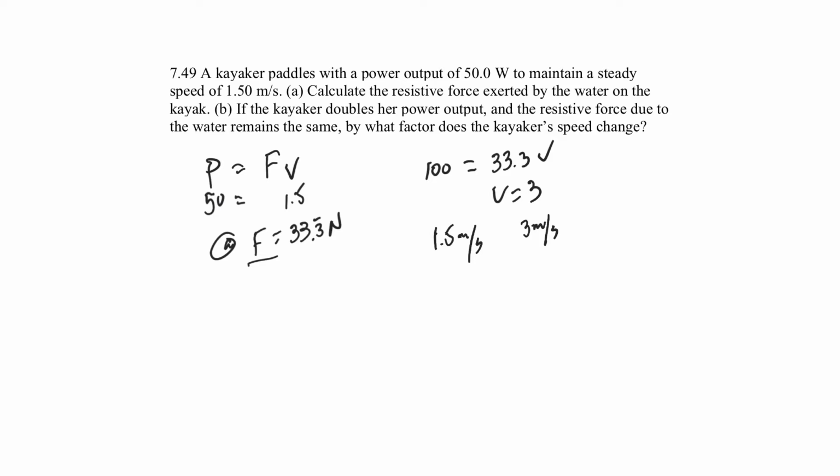So what happened? By what factor did the kayaker's speed change? It went up by twice. Okay, now if I double the power, what happens to the speed? You see they're on opposite sides of the equal sign, so they're directly related. As one goes up, the other goes up by the same factor. So if I double power, I'll have to double velocity if my force stays the same. Okay, nice, easy question today.